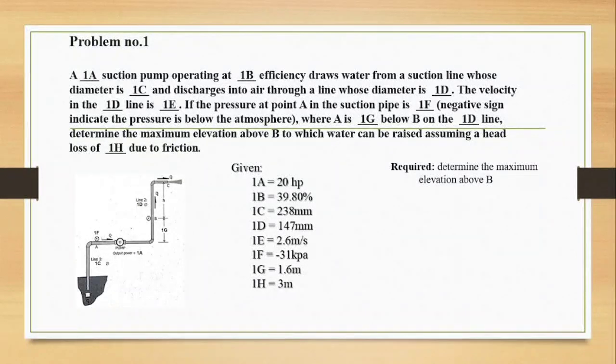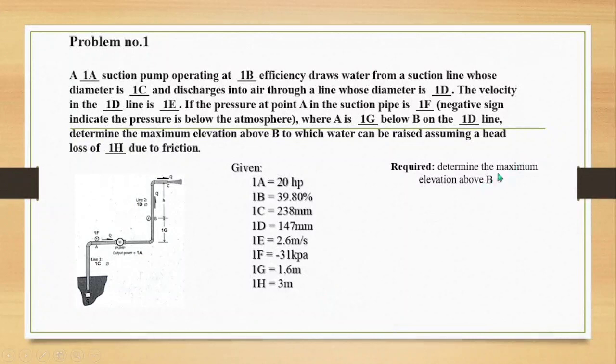So we got the givens because Sir assigned the given numbers. 1A equals 20 HP, 1B equals 39.80%, 1C equals 138 mm, 1D equals 147 mm, 1E equals 0.6 meter per second, 1F equals negative 31 kPa, 1G equals 1.6 meter, 1H equals 3 meter. What we need to find is the maximum elevation above B.